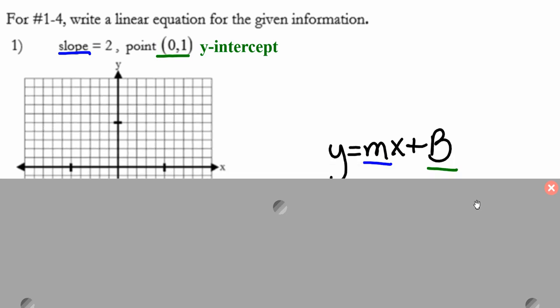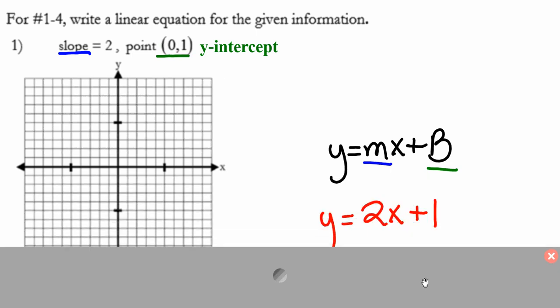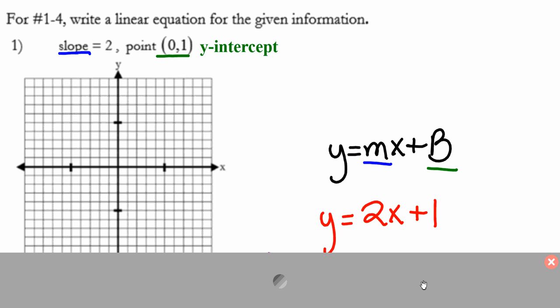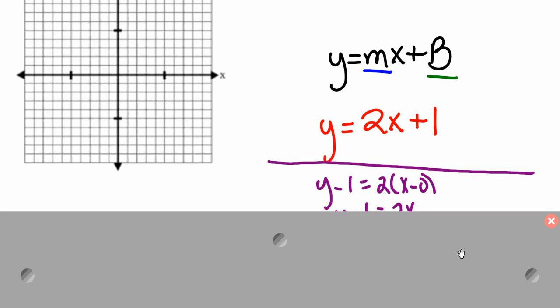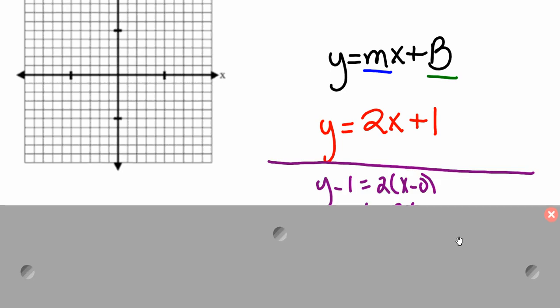So this would be very easy to put into slope-intercept form. And so my slope is 2, I'll place that where m is, and then I want the y value for the y-intercept, which is 1, and so I could write my equation as y equals 2x plus 1. If you didn't recognize that 0, 1 was the y-intercept, whether you looked at it graphically or just looking at the givens, you could also write this in point-slope form. And remember, point-slope form is y minus y1 equals m times x minus x1.